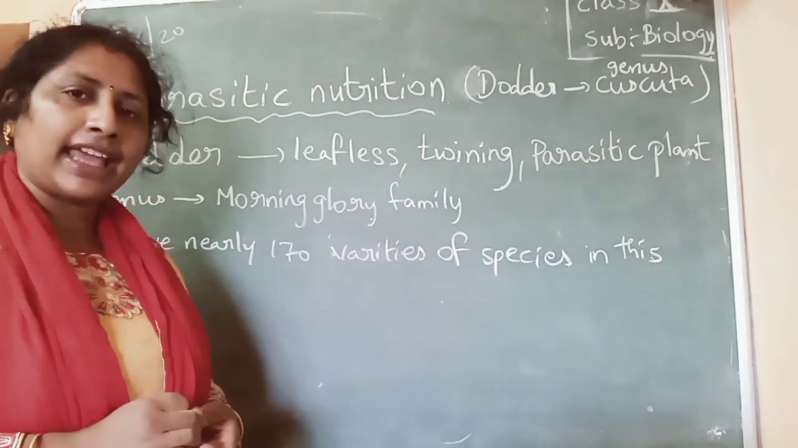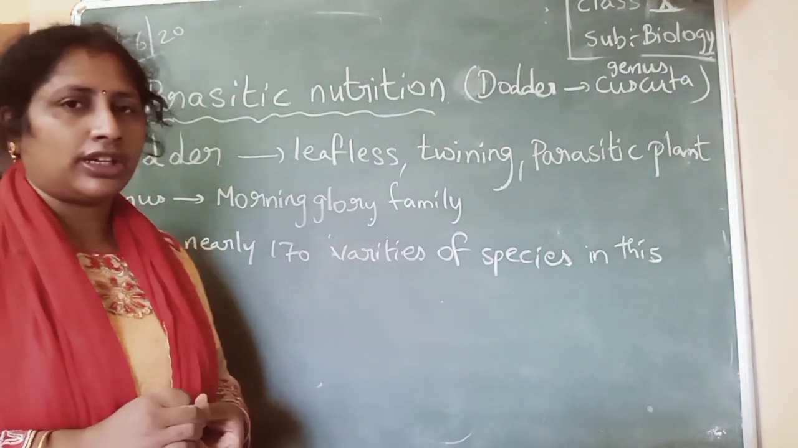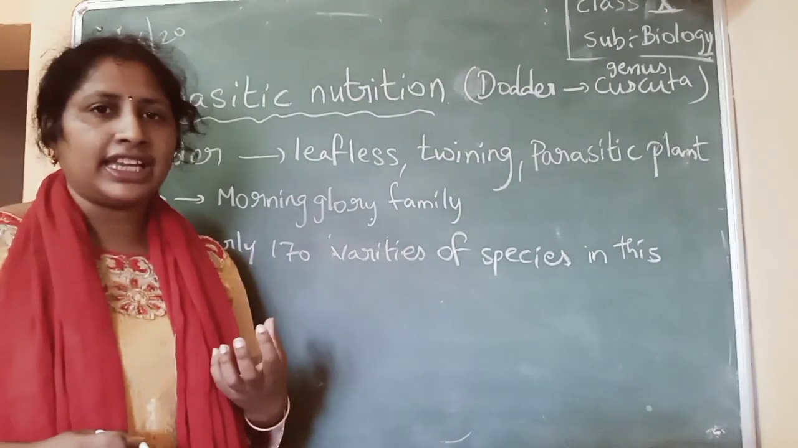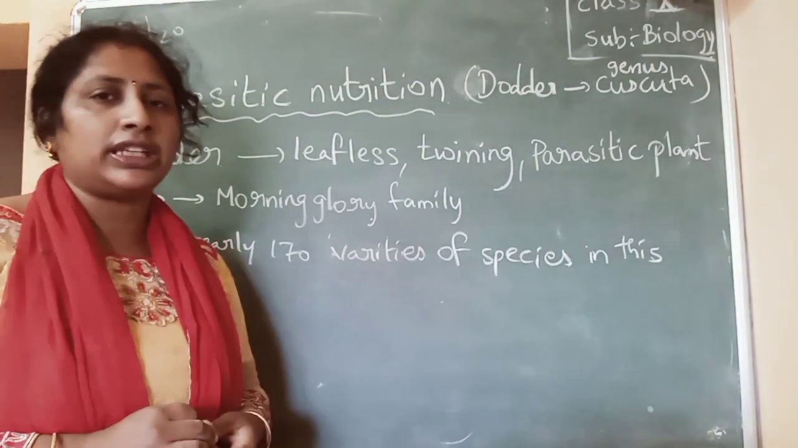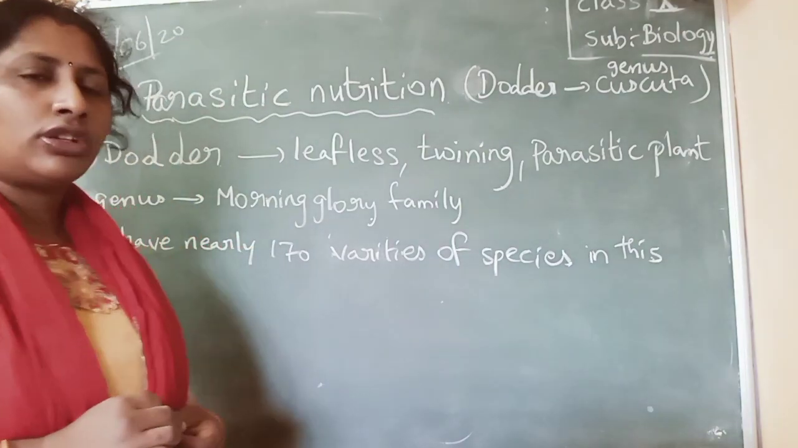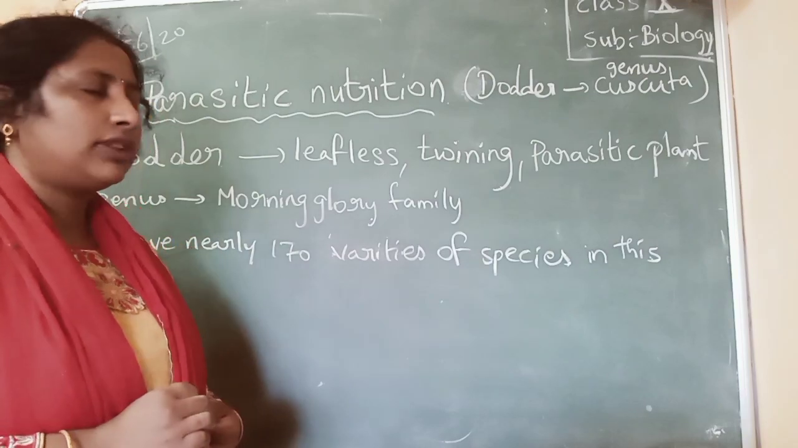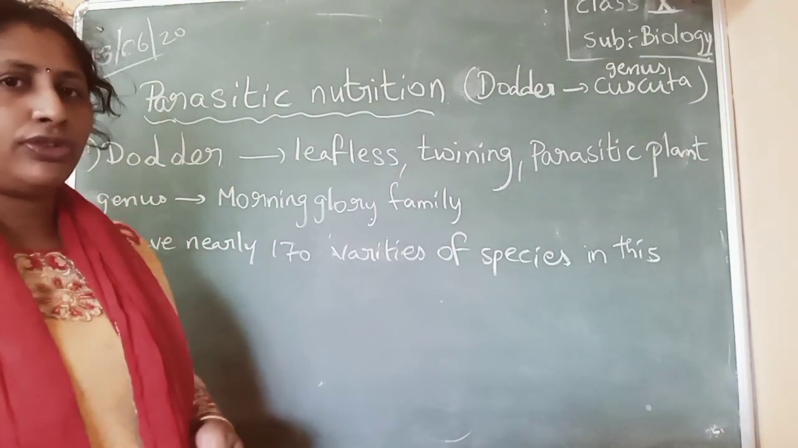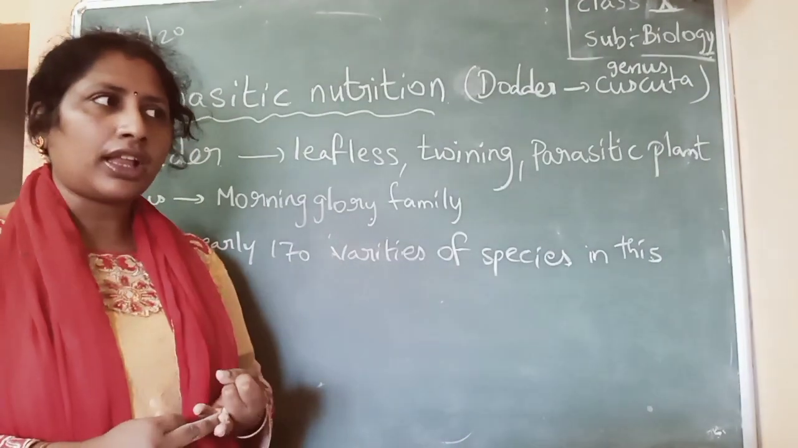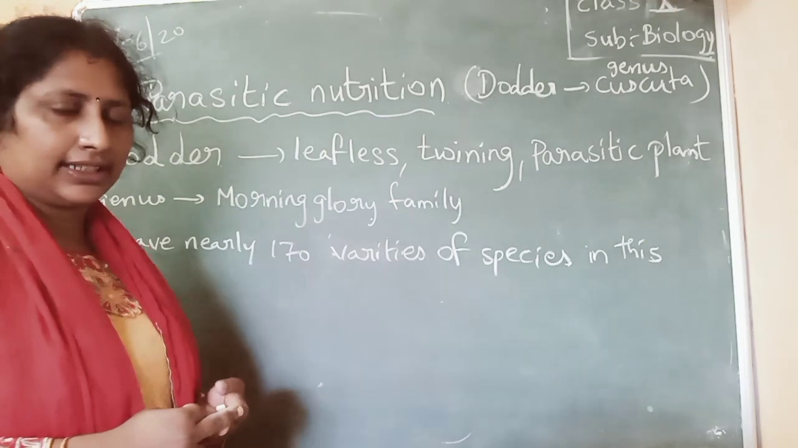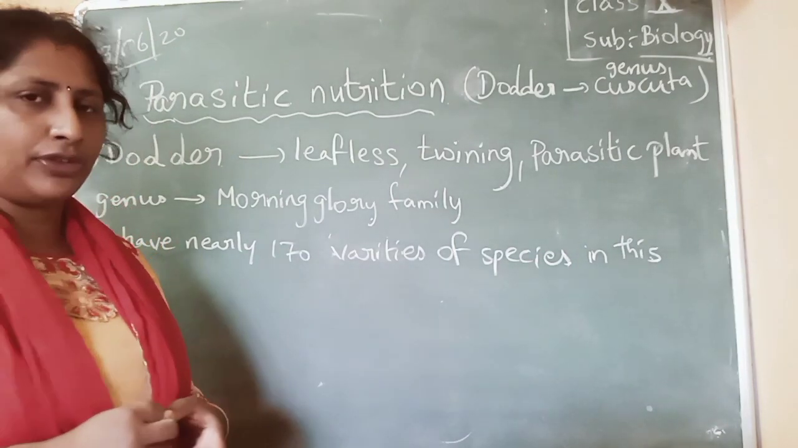Now coming to the parasitic mode of nutrition. What is the parasitic mode of nutrition? We have already discussed it. The organism takes the food or nutrients from another organism without killing or destroying it. That mode of nutrition is called the parasitic mode of nutrition. It is seen in leeches, tapeworms, and lice. In these animals we see the parasitic mode of nutrition.